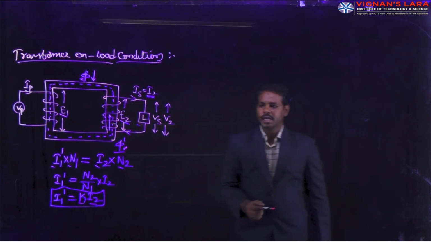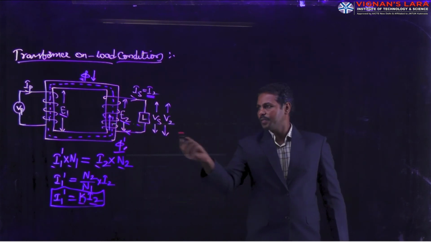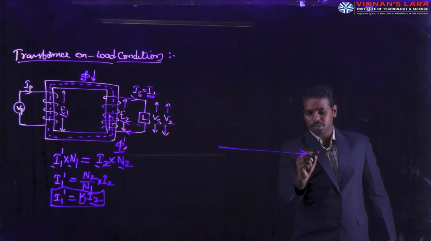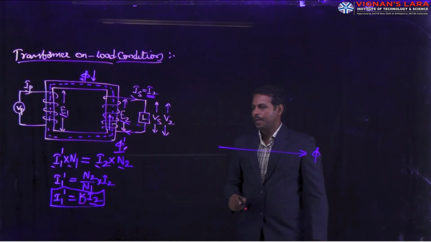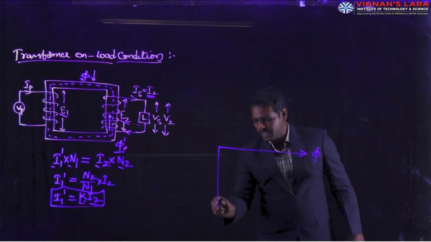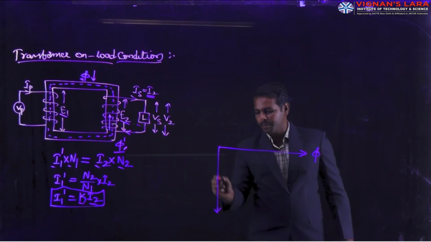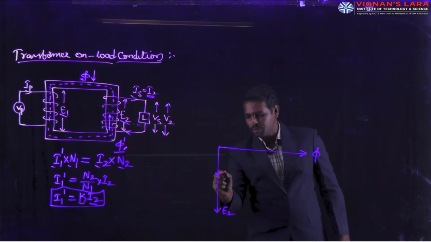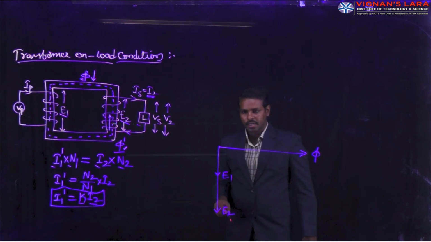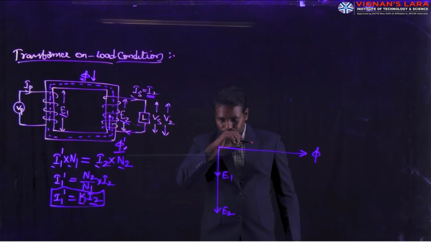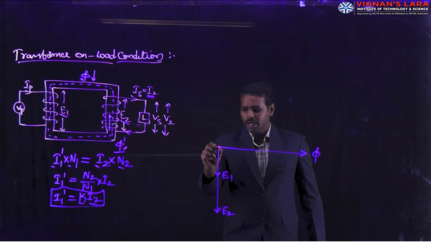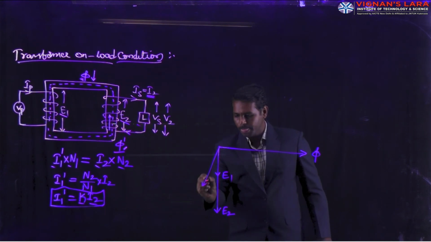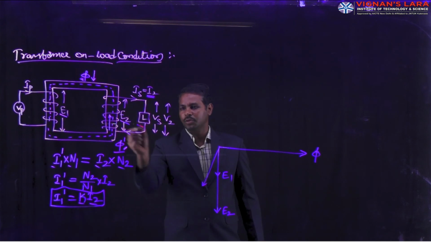So we can draw the phasor diagram of a transformer operating on load condition. The E1 and E2 EMFs are induced in the windings. Corresponding to the voltage, the I2 current is the secondary current, and because we are connecting inductive loads, the current lags the voltage.